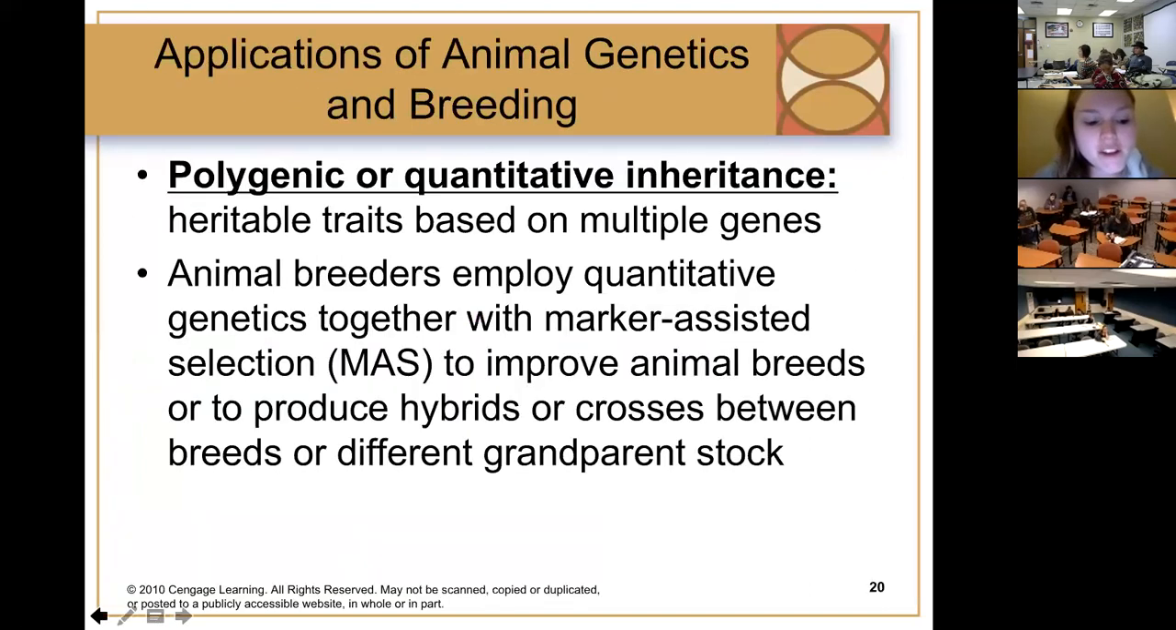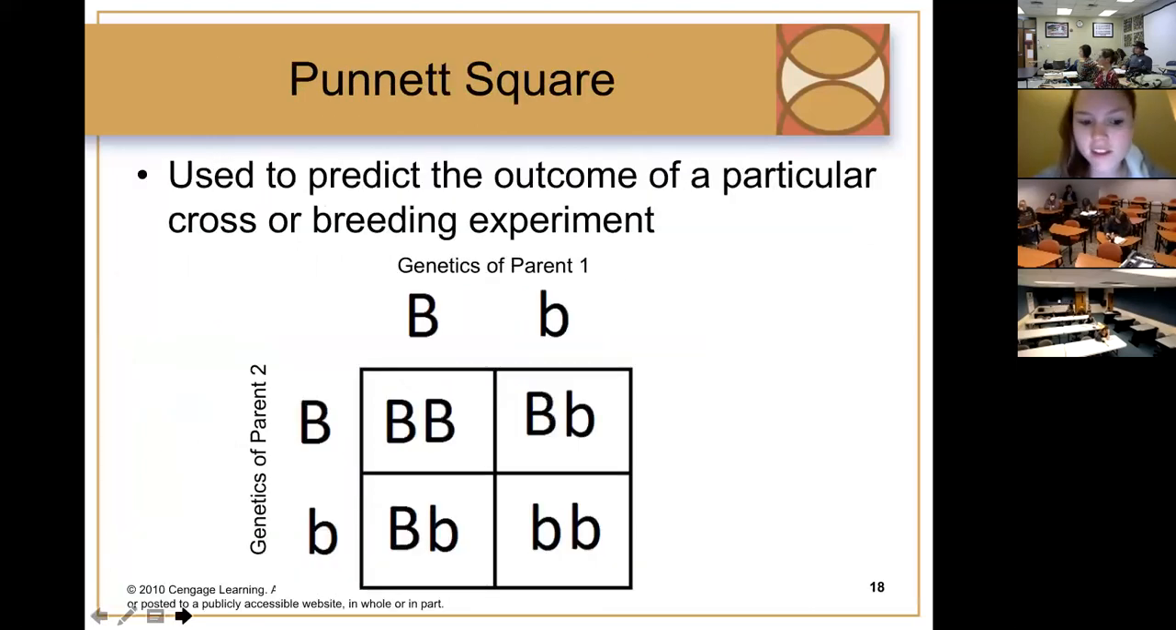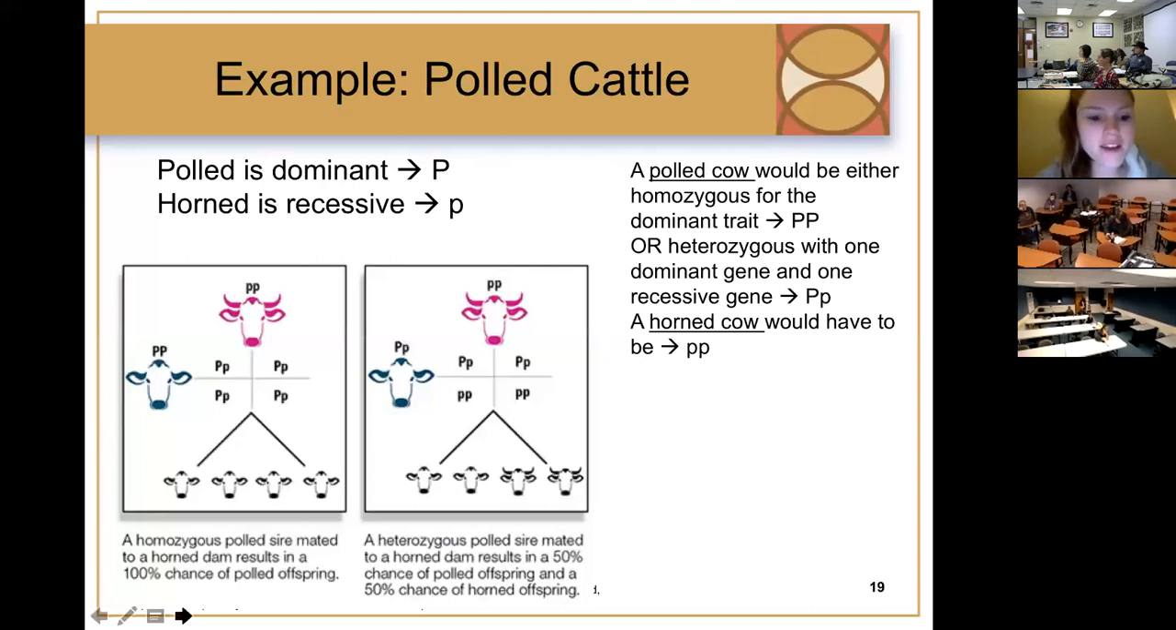So everybody feels pretty good about the Punnett square? Kind of understand how it works? Okay.